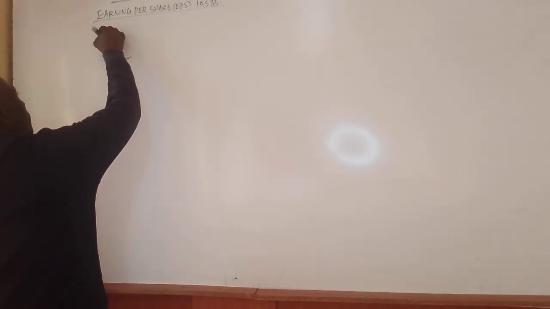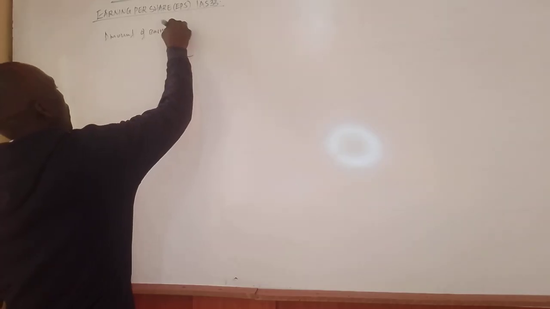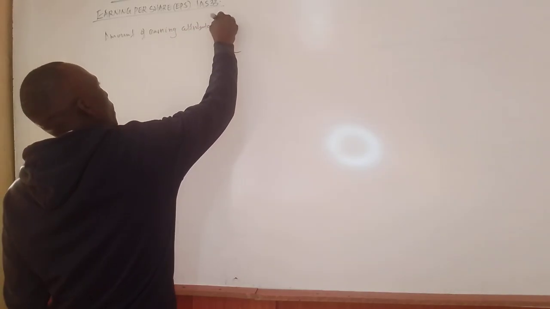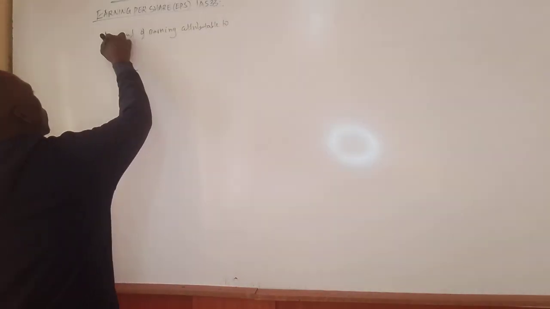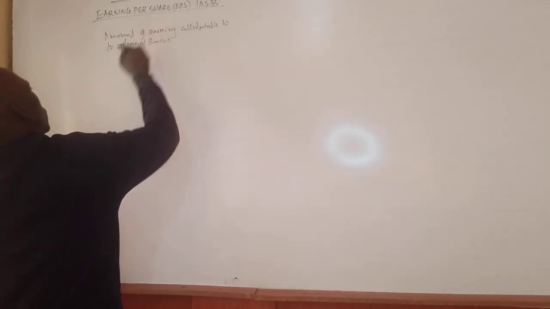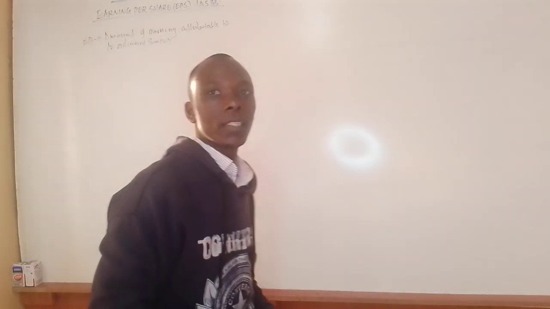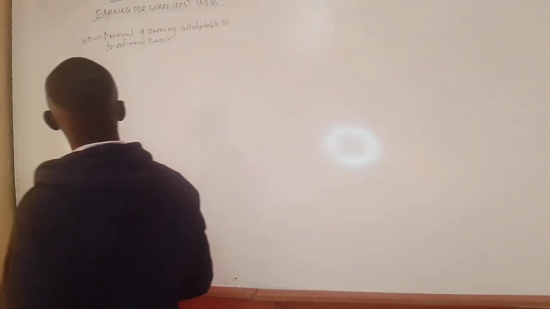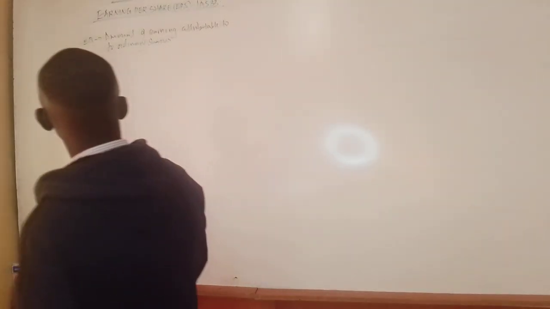We normally say it is the amount of earnings attributable to ordinary shares. That is what we call the EPS, or earnings per share. So, basically we have two types of EPS.